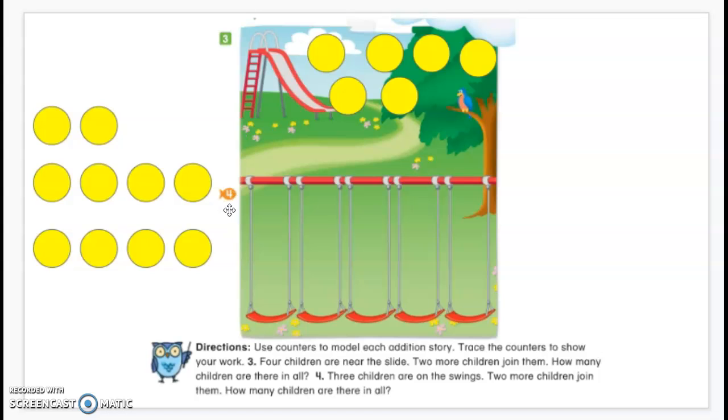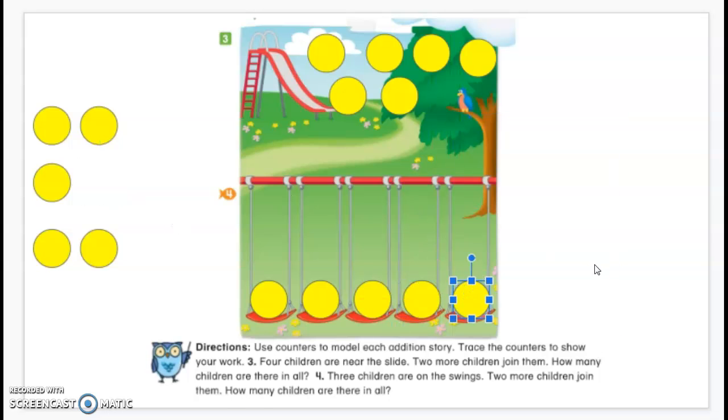For question number 4, 3 children are on the swings. So let's put 3 circles because we know there's 3 children on the swings. 1, 2, 3. 2 more children join them. So 1, 2. The question is asking us how many children are there in all. So we have to count all of the circles that we put. 1, 2, 3, 4, 5.